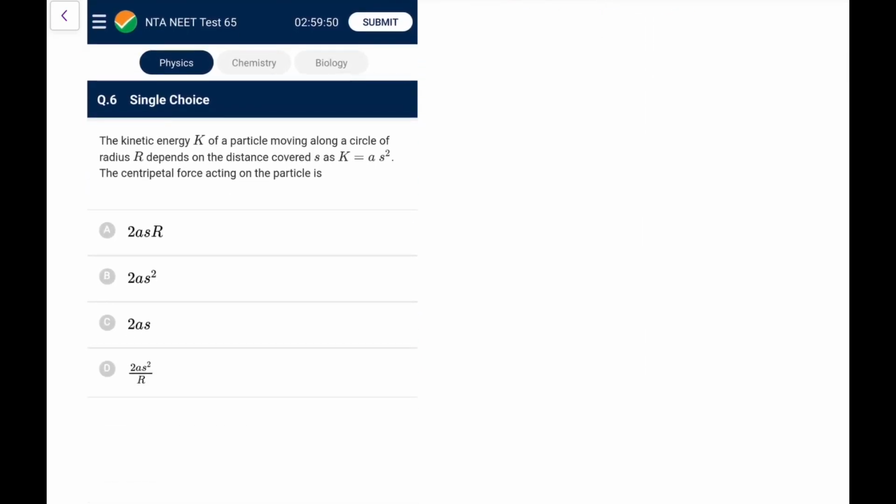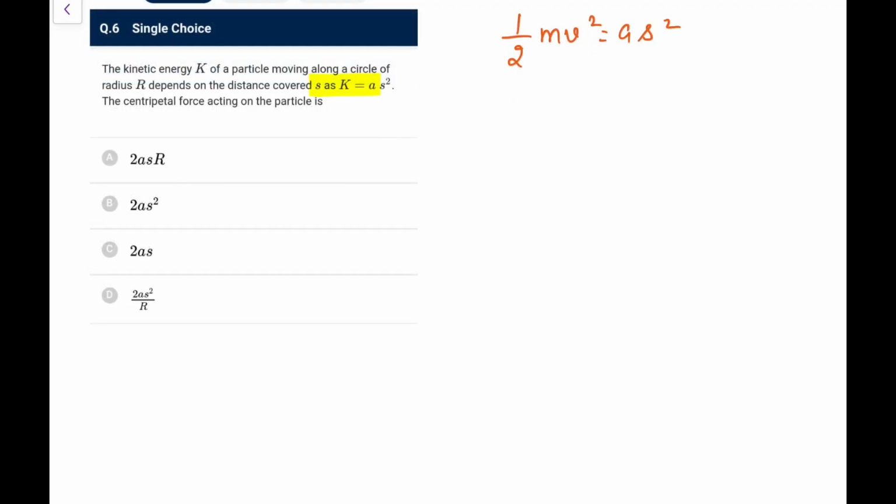Next, the kinetic energy of a particle moving along a circle of radius r depends on distance like this. That means this is a non-uniform circular motion. Centripetal force would be, we know kinetic energy is half mv square is a s square. So centripetal force, you already know, is equal to mv square by r. So from the above one, what we get, mv square is 2a s square divided by r. So simply go for option D.